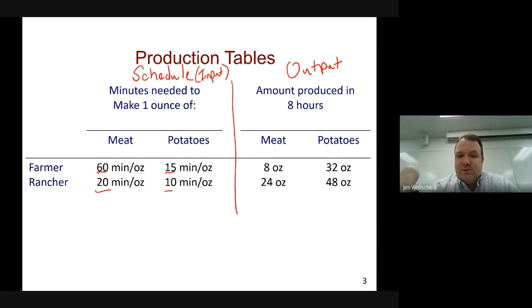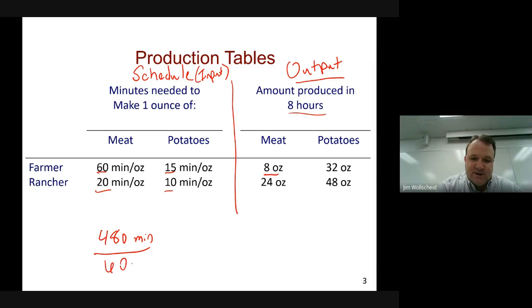Now we'll look at the output for 8 hours. It doesn't matter what number you use for the output, because what we're more interested in is not necessarily the numbers, but the ratio. So if we look at output, we can see in 8 hours, the farmer can produce 8 ounces of meat. Simply, 8 hours is 480 minutes, divided by 60 minutes gets us our 8 ounces.